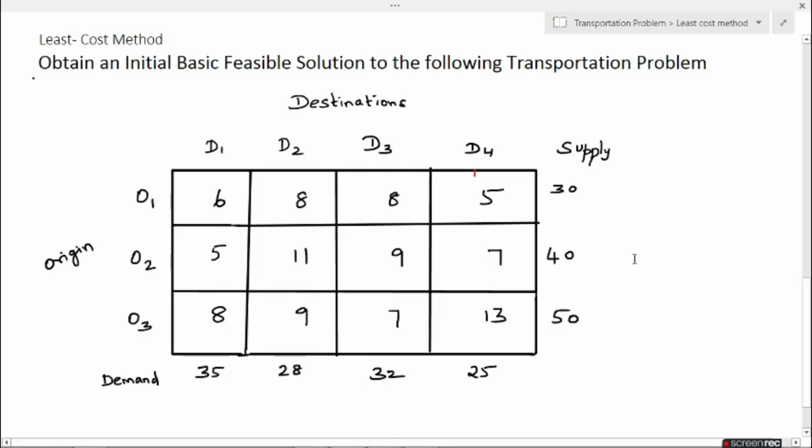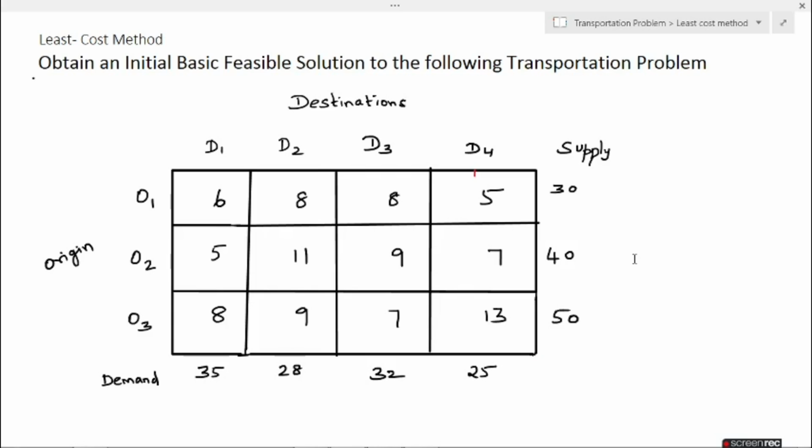In this video, I'm going to explain how to solve a transportation problem by using the least cost method. This is the second method of solving a transportation problem. Earlier, I posted a video on solving the transportation problem by using the northwest corner rule. You can find the link for that video in the description below. So now, we'll solve this problem by using the least cost method.